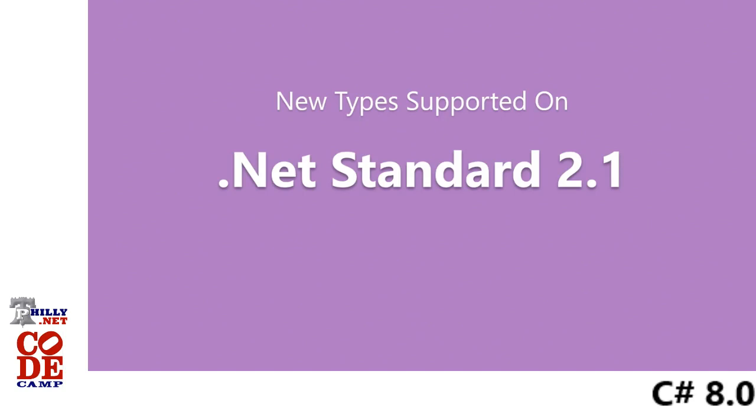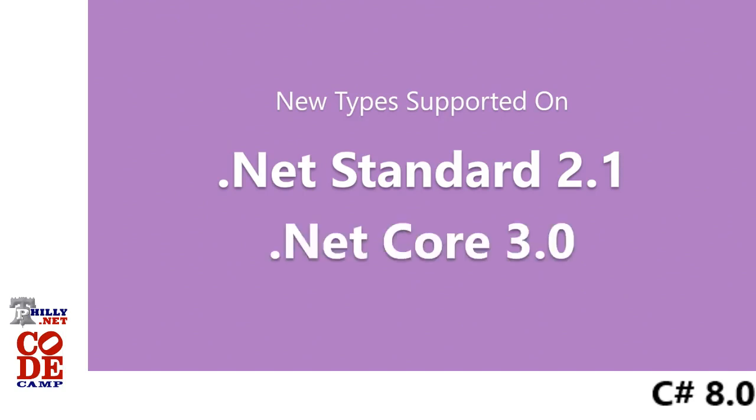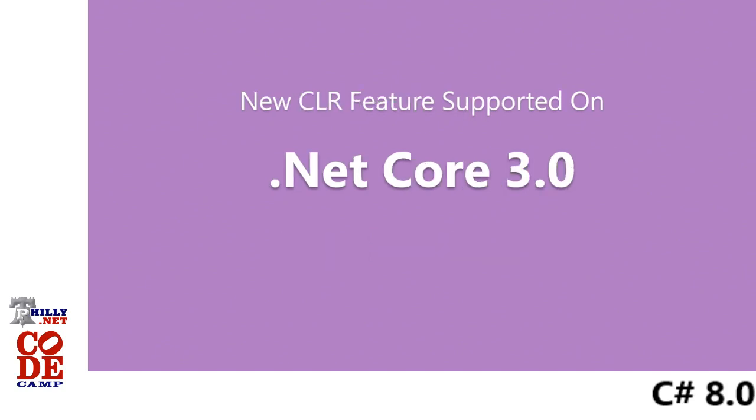That second new feature, default interface methods, is actually not officially a part, at least not yet, of .NET Standard 2.1. Specifically, .NET Core 3.0 is supporting all of the .NET Standard 2.1 APIs. But that new CLR feature is only available on .NET Core 3.0, and that's currently in beta stages. So we'll see what happens with that. I do expect this to carry over to other major platforms, just not .NET Framework.